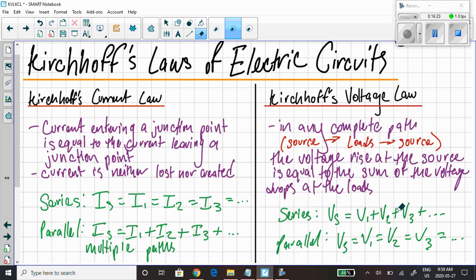In a parallel circuit, voltage from the source is equal to voltage 1 at the first load equals voltage 2 at the second load equals voltage 3 at the third load, and so on. That's because different parts of the current go through different branches. The current doesn't go through all the loads. Some goes through one load, some goes through another load, and so on. We talked about that a few moments ago, and that's why we have this situation here.